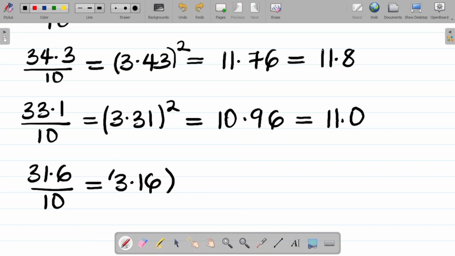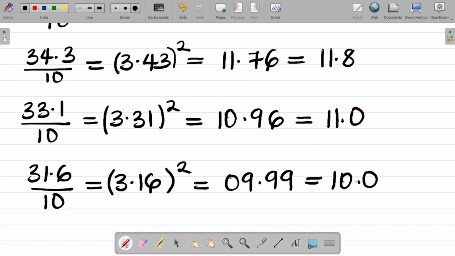Lastly, we have 3.16. I will square this. If I square 3.16, I'll have 9.99, which if I approximate to one decimal place, I should have 10.0. All right. So these are the results.